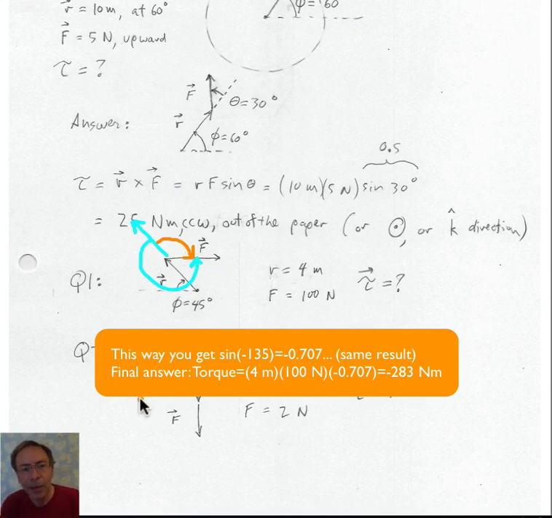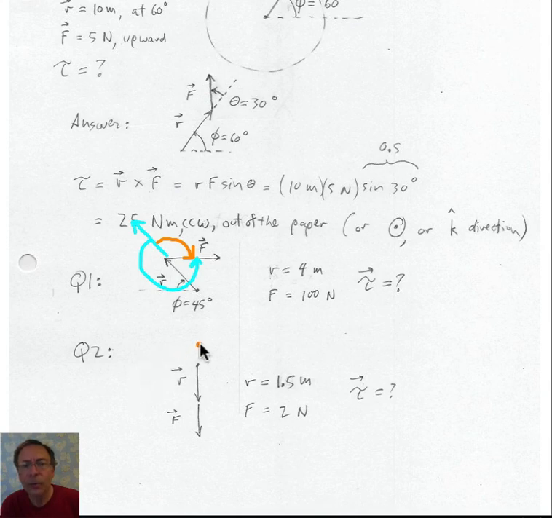Now, what about this one here? When you extend this one, here's your force, and now you're going to extend your R vector like this. So here's my extended R vector. The angle between them is 0. And what's the sine of 0? It's 0. So you know that the answer to this one is just going to be 0. This one here is going to be 4 times 100 times the sine of negative 135, whatever that happens to be.